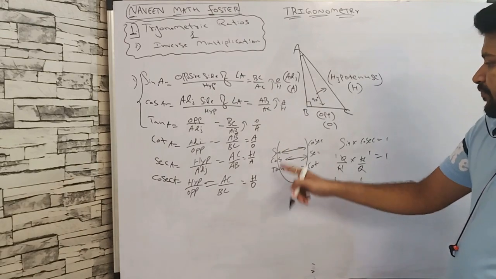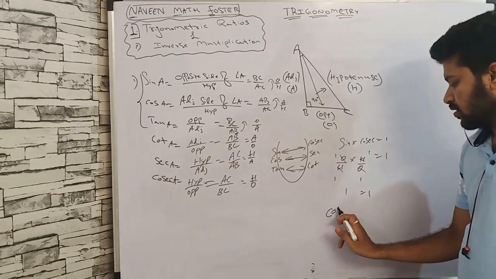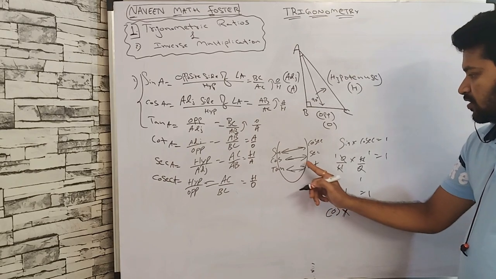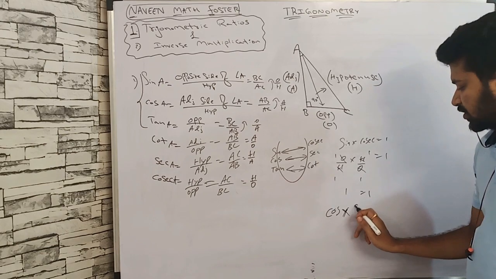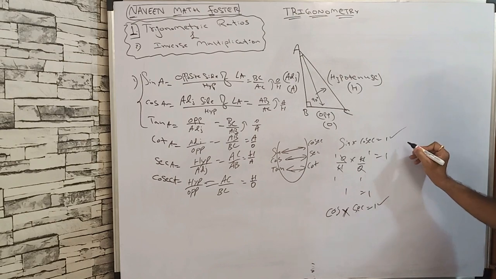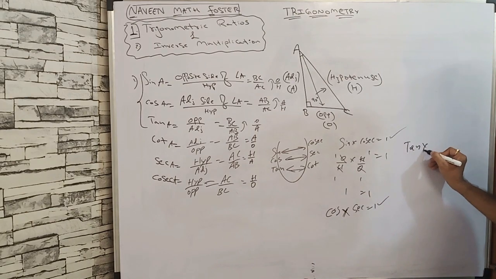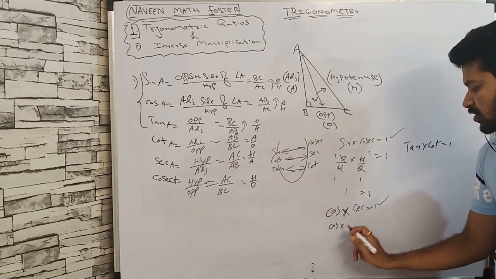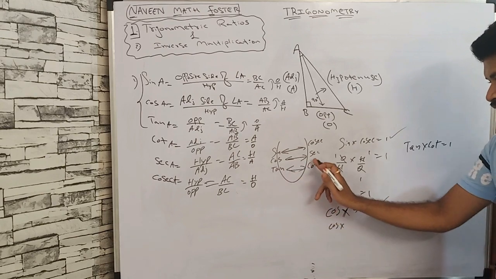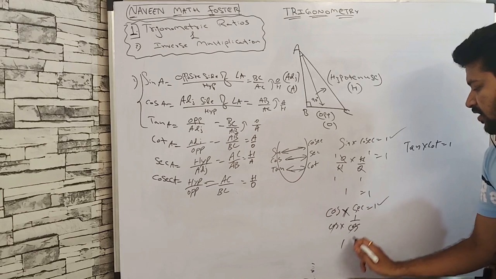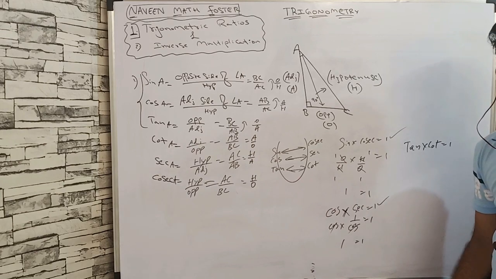In the same way, cos into secant is equal to 1. That is one of the formulas. And tan into cot is equal to 1. Let us prove this one. Cos and secant are reciprocals, so in place of secant, I will write 1 by cos. Cos cancels, 1 is equal to 1. Like this also we can prove.